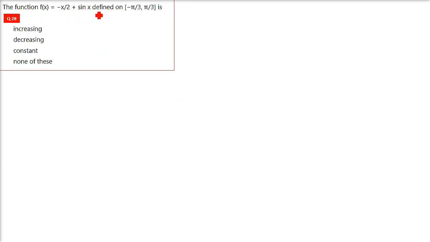f x equals minus x by 2 plus sin x, defined in minus pi by 3 and pi by 3. Pi by 3 is 60 degree, and we are talking about negative 60 degree. That will be the mirror image of 60 degree if you show that in the Cartesian coordinate system.